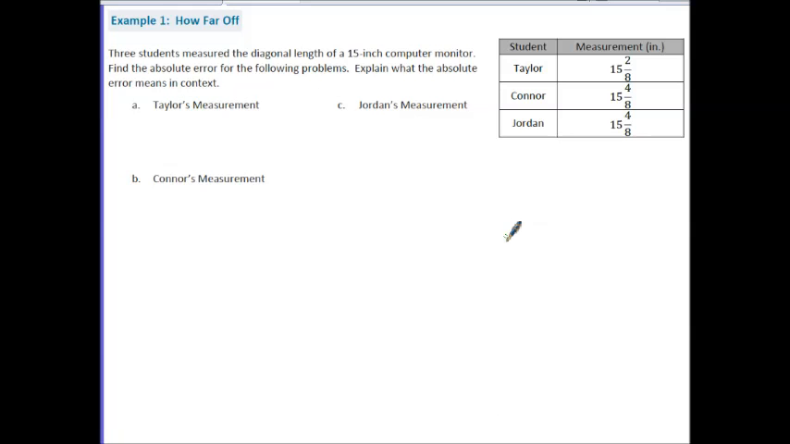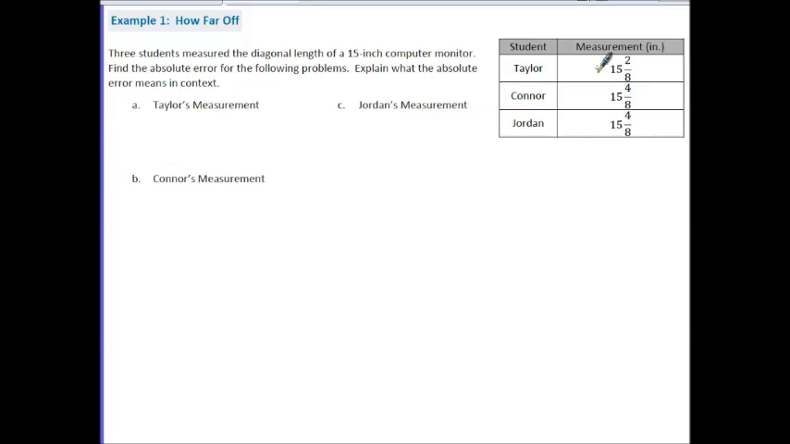So let's take a look at example 1. Three students measured the diagonal length of a 15-inch computer monitor. Find the absolute error for the following problems. Explain what the absolute error means in the context. The first person we have is Taylor, and we see from our table here that Taylor's measurement was 15 2/8 of an inch.